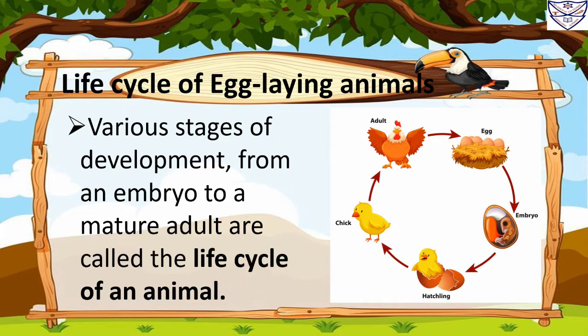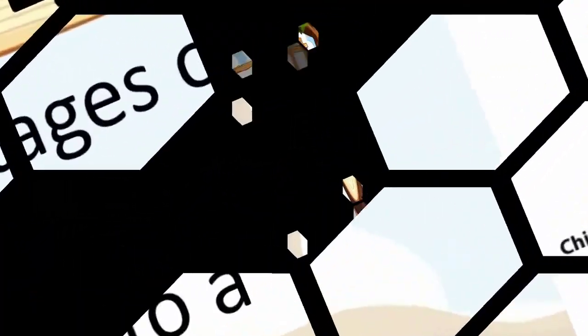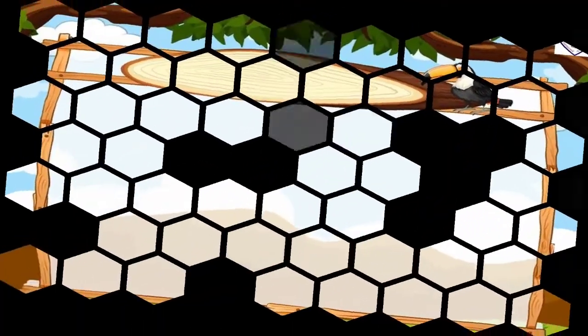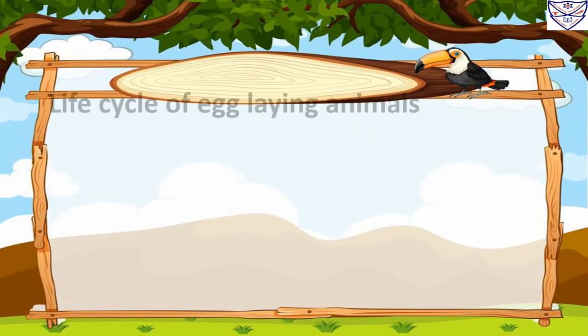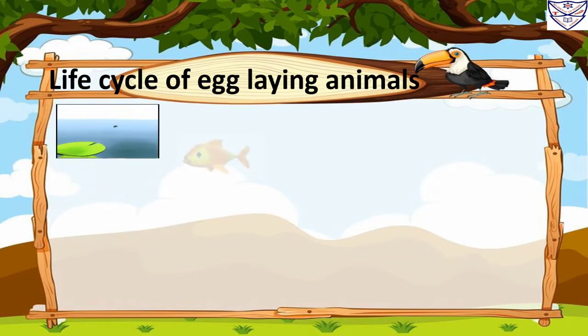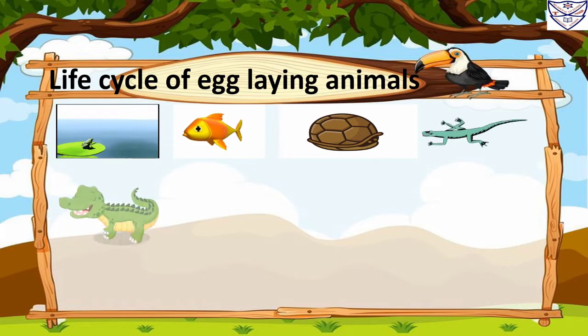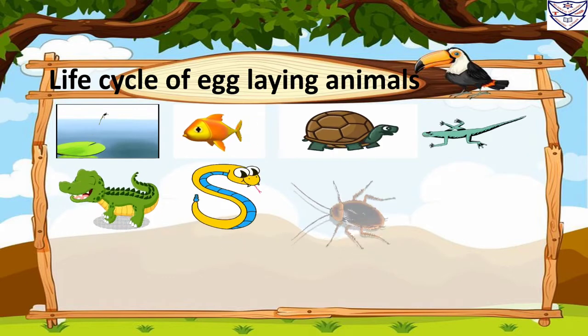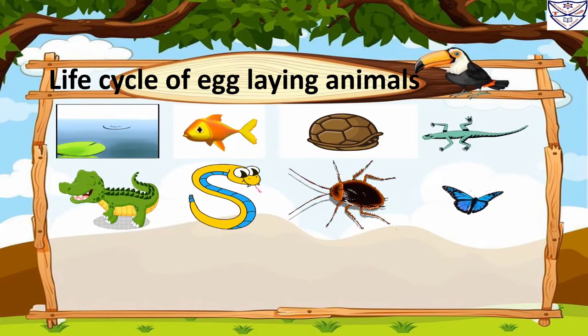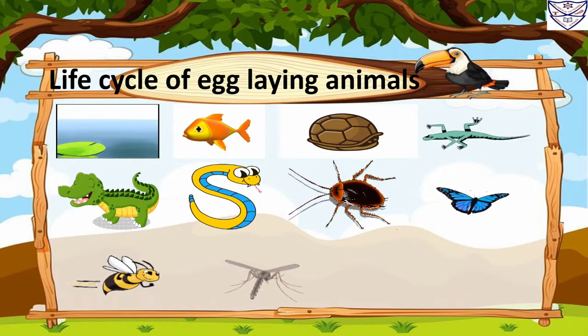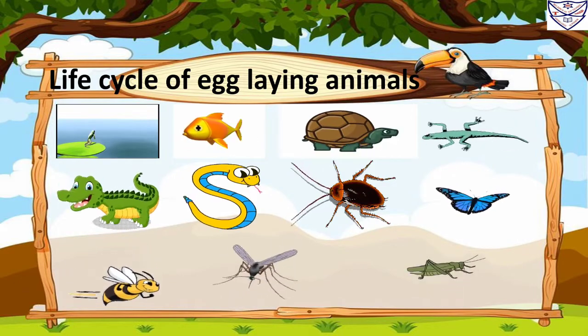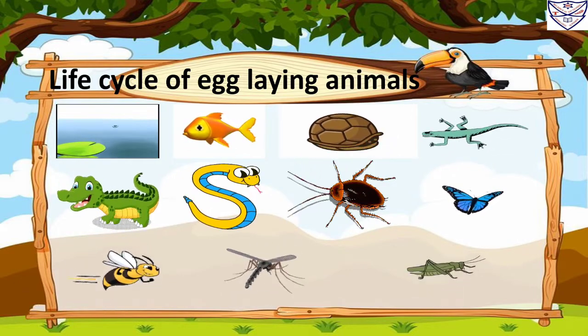Besides birds, frogs, fish, turtles, lizards, crocodiles, snakes, cockroaches, butterflies, bees, mosquitoes and grasshoppers lay eggs.